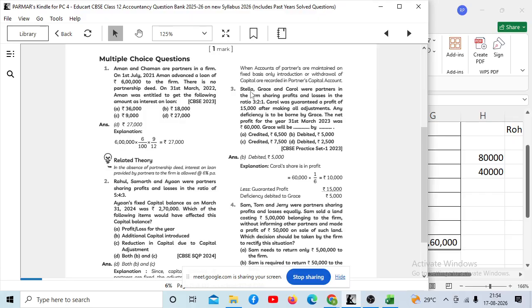Okay, just read this. Stella, Grace, and Carol were partners in the firm, sharing profits and losses in the ratio 3:2:1. Carol was guaranteed a profit of 15,000 after making all adjustments. Any deficiency is to be borne by Grace. The net profit for the year 31st March 2023 was 60,000. Option A, credited. These are the four options. Now we have to work out on this, right?